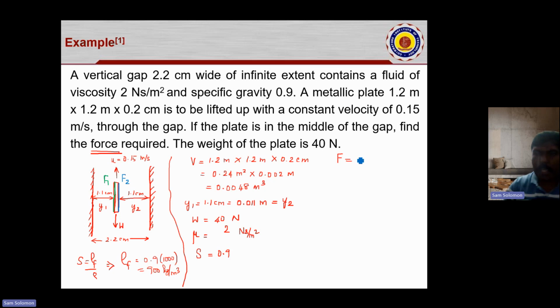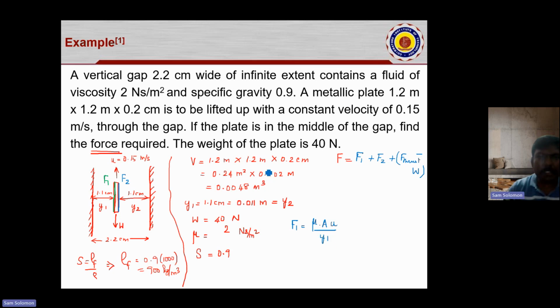So we will say we have F1 plus F2 plus the upward thrust minus the weight of the plate. So we need to take care of all these things. F1 and F2, we already know how to do that. So F1 is going to be equal to mu times A times U divided by Y1.